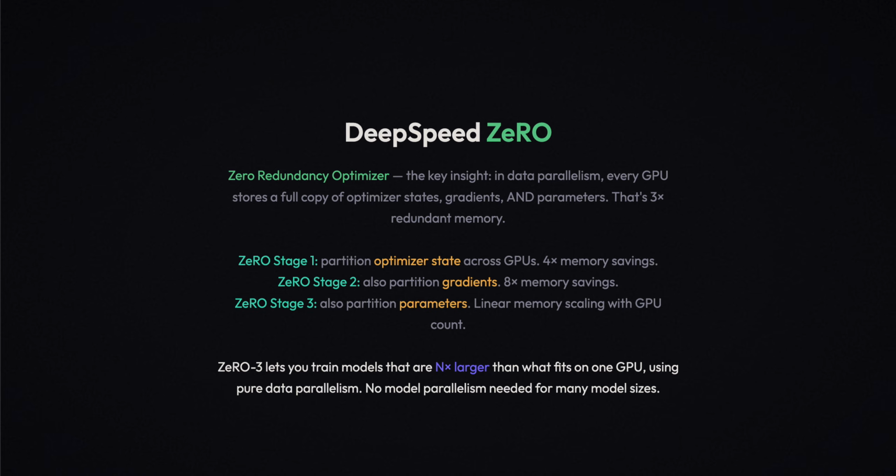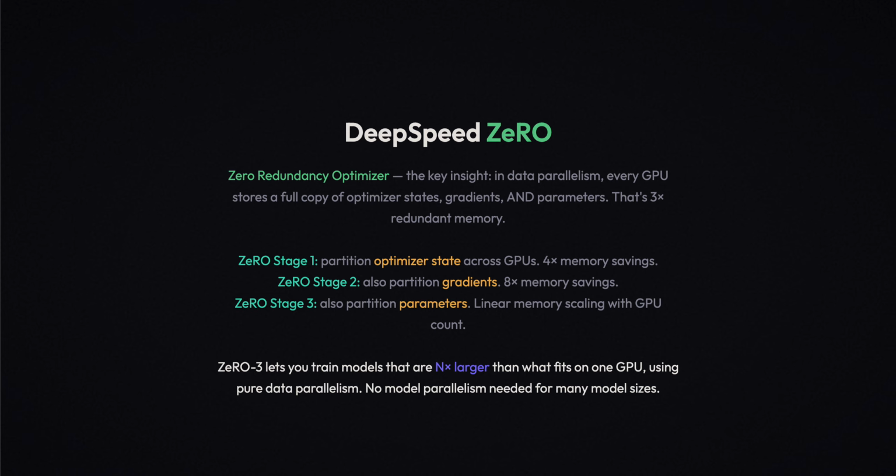Let me highlight the Zero Redundancy Optimizer from DeepSpeed. It's one of the most impactful ideas in distributed training. The insight: in standard data parallelism, every GPU stores a full copy of the model parameters, the gradients, and the optimizer state. That's threefold redundant memory across every GPU.